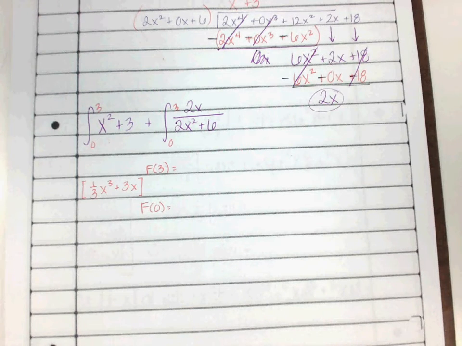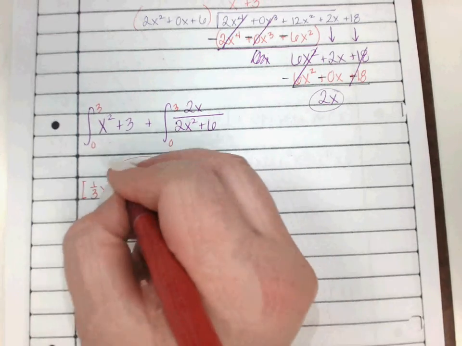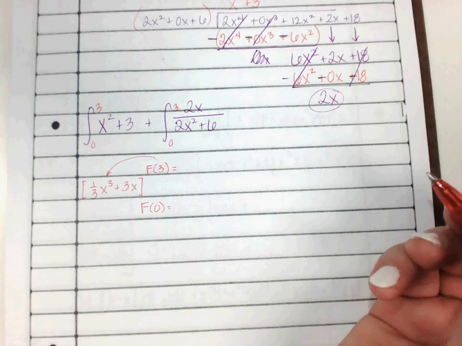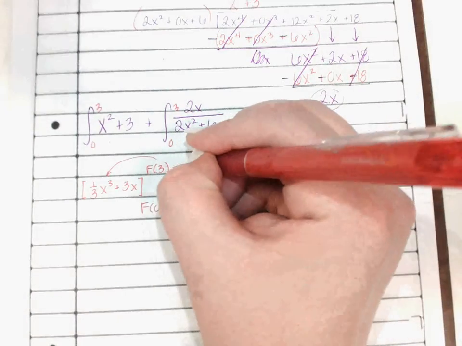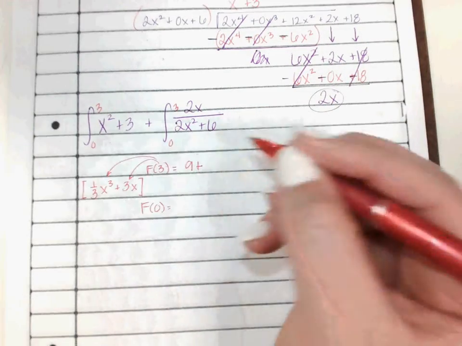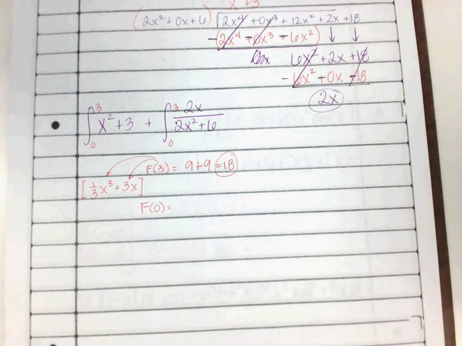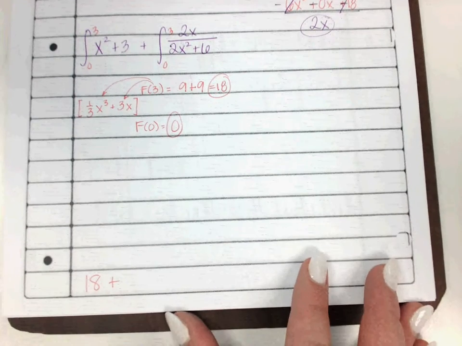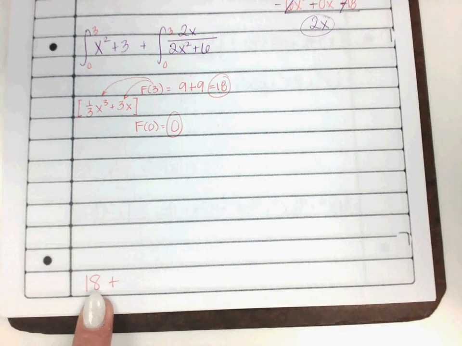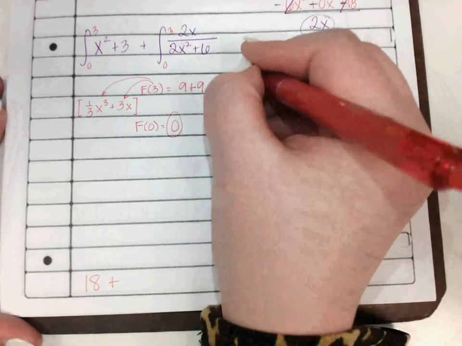Okay, so x is a 3. 3 cubed is 27. What is a third of 27? 9 plus, then I plug in a 3 here. 3 times 3 is another 9. Top is 18. On the bottom, we're plugging in a 0. 18 minus 0 is 18. So the answer for my first integral, I'm just going to drop it way to the bottom, is 18. Now let's do our second integral.